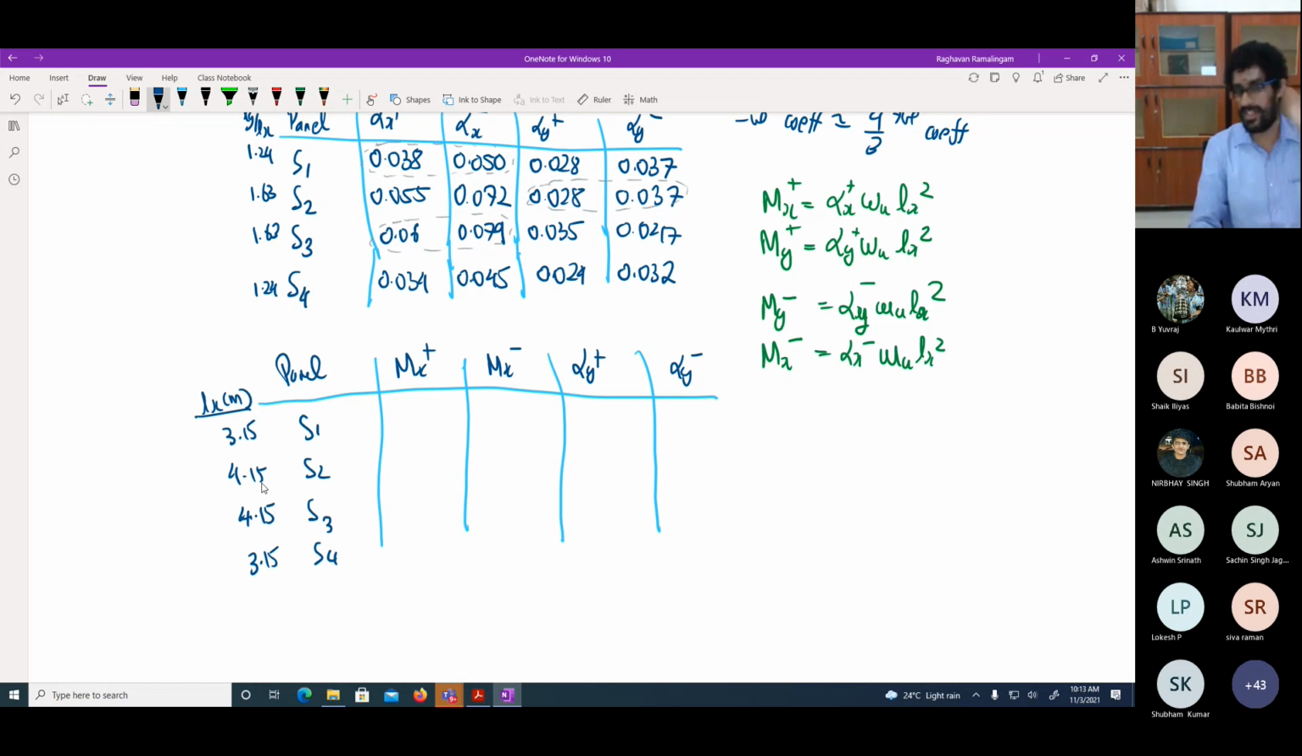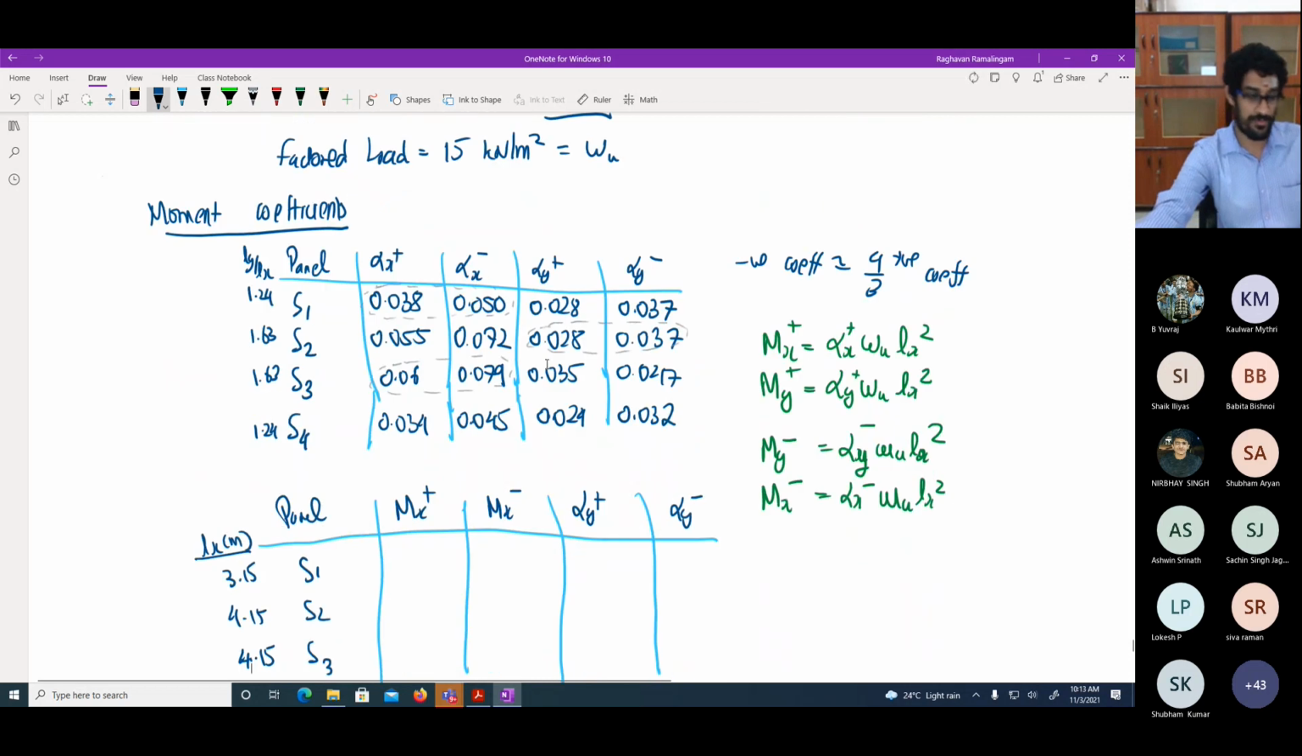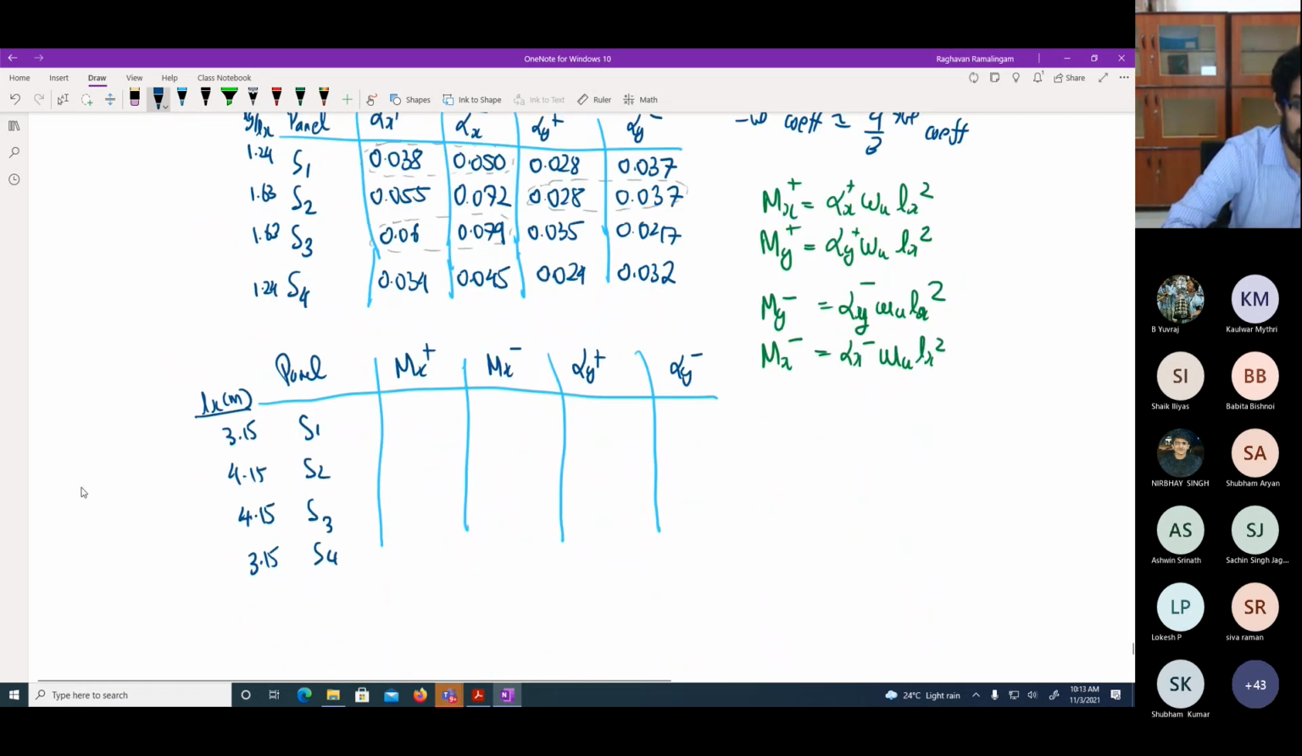Right, now you can retain everything because the load is also what we are given. W is 15, so WU is 15, which is in kilonewton per meter square. This is also in meter. So you can retain it, and you can find the answer in kilonewton meter now.